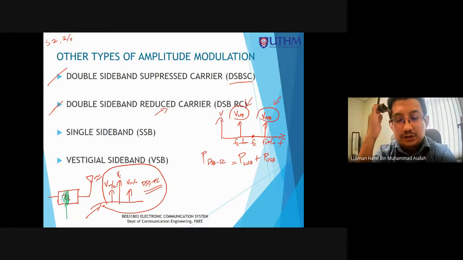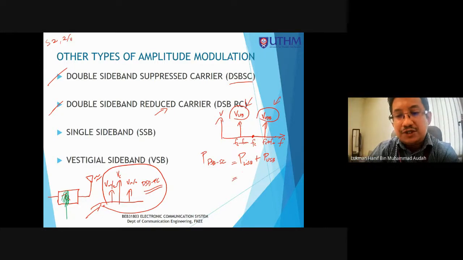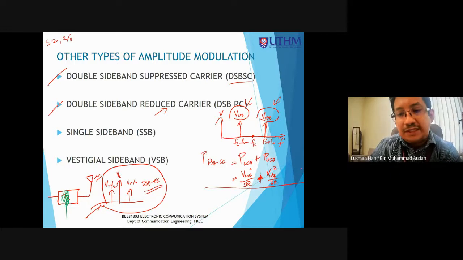So there is no carrier component. What is its value? As usual, this is VLSB squared, where this is the peak amplitude. We use the peak amplitude of the VLSB, so this plus VUSB squared, divided by 2R. Okay, so this is for double sideband suppressed carrier.